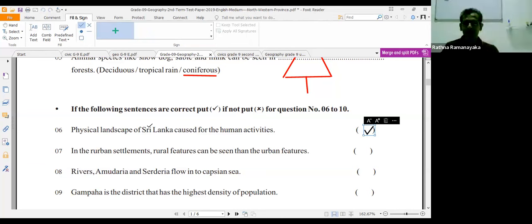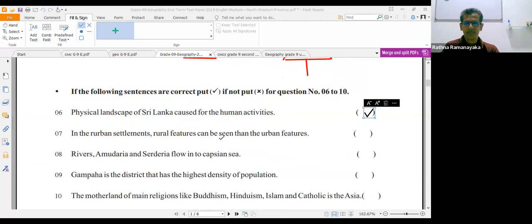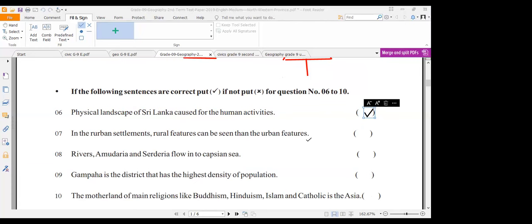That means there is a close relationship between physical landscape and human landscape. Imagine there is a suitable physical background for tea cultivation, vegetable cultivation, like that. In urban settlements, rural features can be seen rather than urban features.